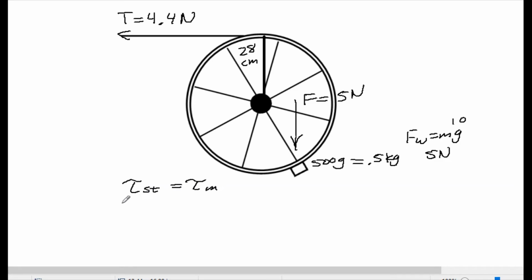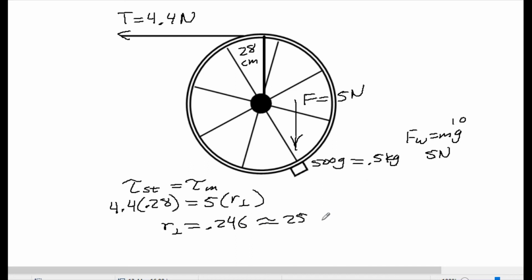The torque of the string will be the force times the perpendicular distance. Over here, we'll have the force times some sort of perpendicular distance. And when we calculate that, that gives me the perpendicular distance, the moment arm, to be, I got 0.246. Yes, which again, we're not that exact, which is about 25 centimeters.